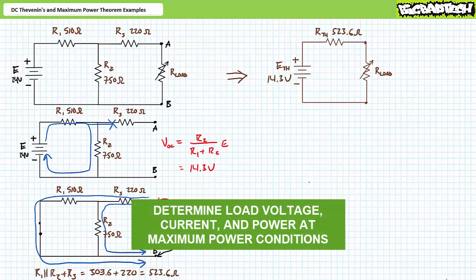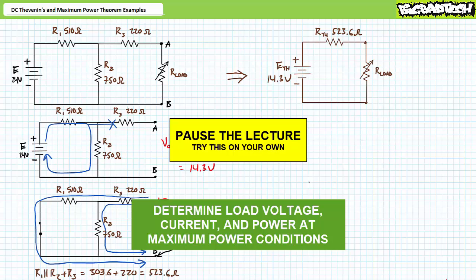Stage 2 of this illustrated example problem now dictates we determine the load resistor which receives maximum power. Additionally, see if you can solve for voltage, current, and power for the load resistor at conditions of maximum power. By all means, pause the lecture and try stage 2 on your own. If you're tracking, you should have obtained the following results.